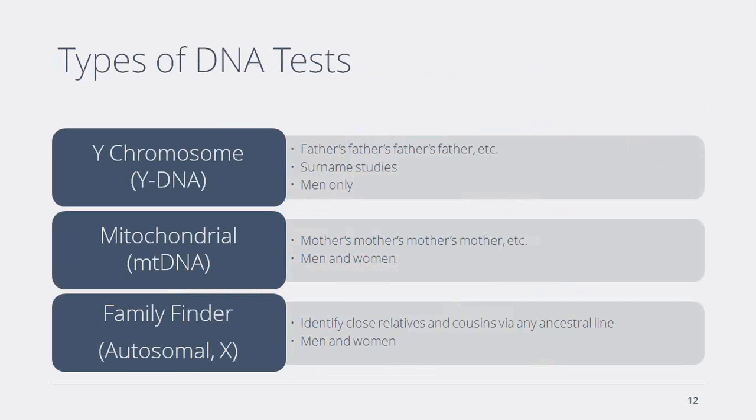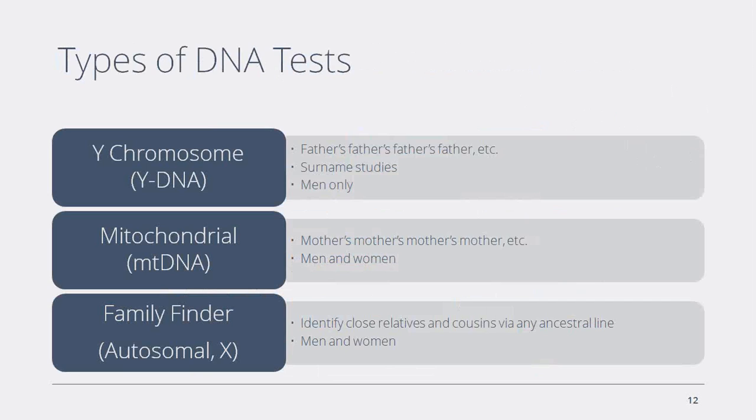Now, the third type of test is a little bit different. We call it Family Finder, and it's an autosomal DNA test. The autosomes are actually the vast majority of our chromosomes, and I'm going to go into a little bit of DNA in just a few minutes, so you'll see that. It also includes the X chromosome, actually. The Family Finder test can also be taken by both men and women, and it looks at all lines of your ancestry. It can identify close relatives and cousins via any of your ancestral lines. And that's the case for both men and women.